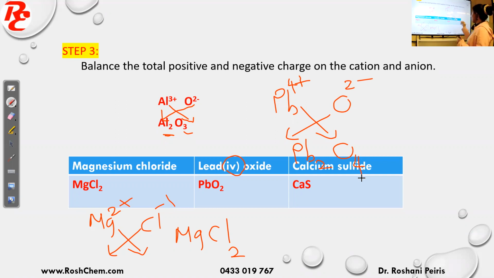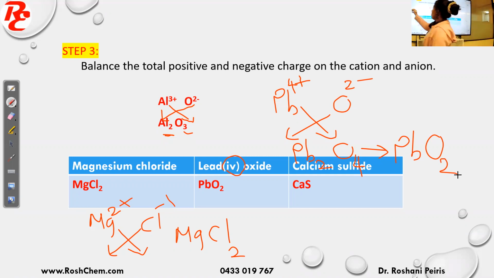So it's 2 and 4. So I can simplify this further to write 1 and 2. I can divide both by 2. So I get 1 and 2. So I write PbO2. So the formula of lead(IV) oxide is PbO2.